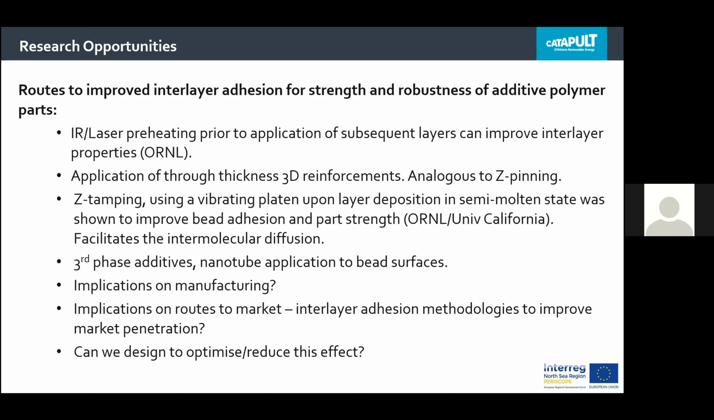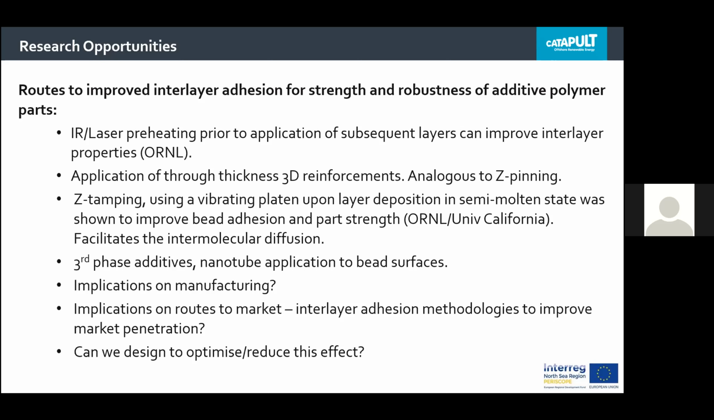additive manufacturing. So Rationale over in Tennessee, whom I just discussed earlier about their big area additive manufacturing system, used an infrared laser preheating system just prior to the application of the next bead or the next layers, and they found that this drastically improved the interlayer properties.